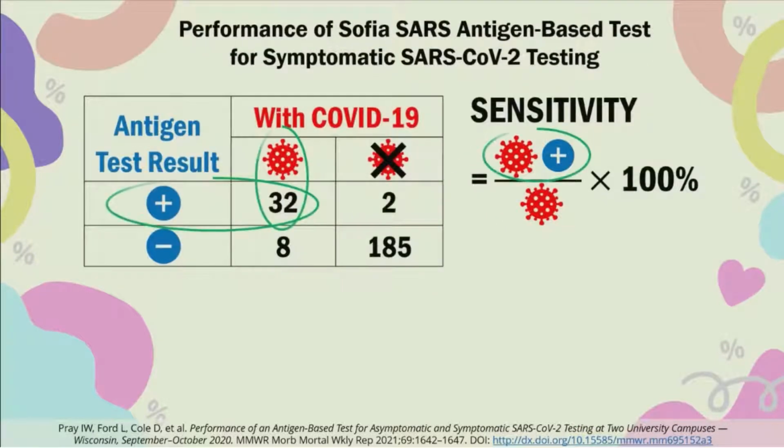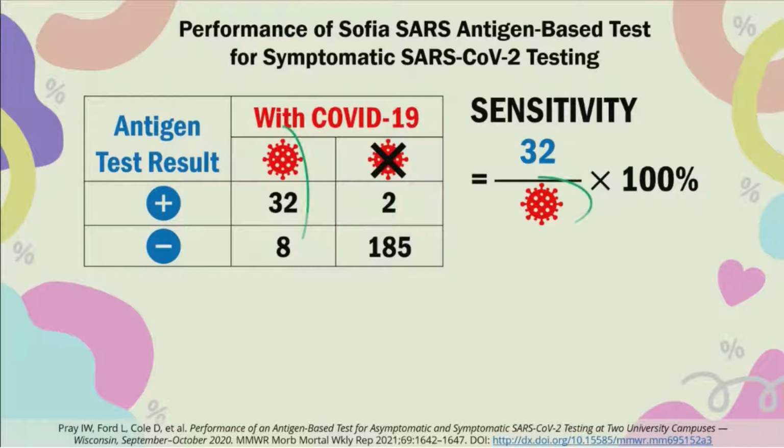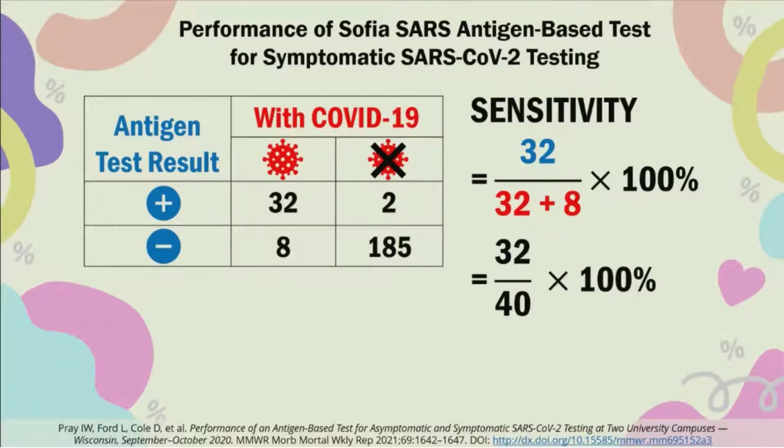The number of students with COVID who showed the positive test result, 32, is divided by the number of all students with COVID, whether they got a positive or a negative test result. 32 plus 8. 32 divided by the sum of 32 and 8, or 40, is equal to 0.8. Multiplied by 100% is equal to 80% sensitivity.